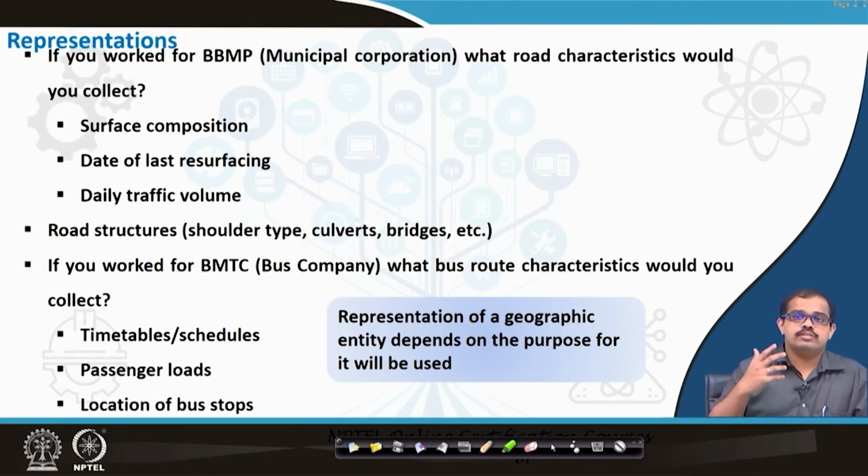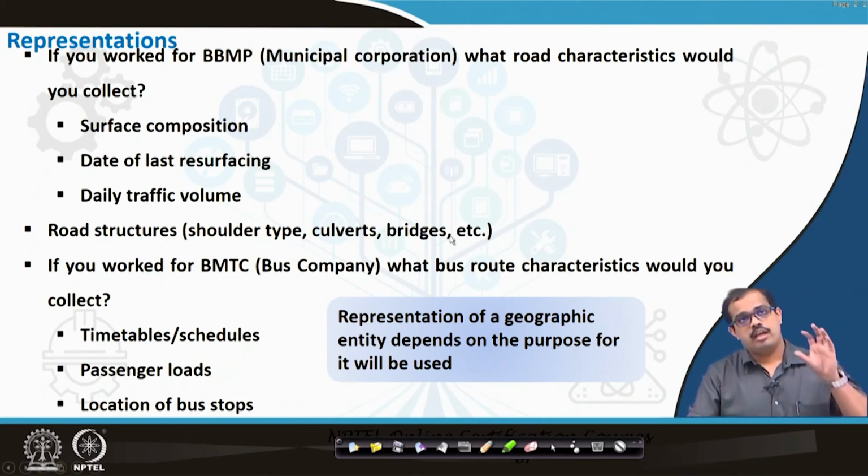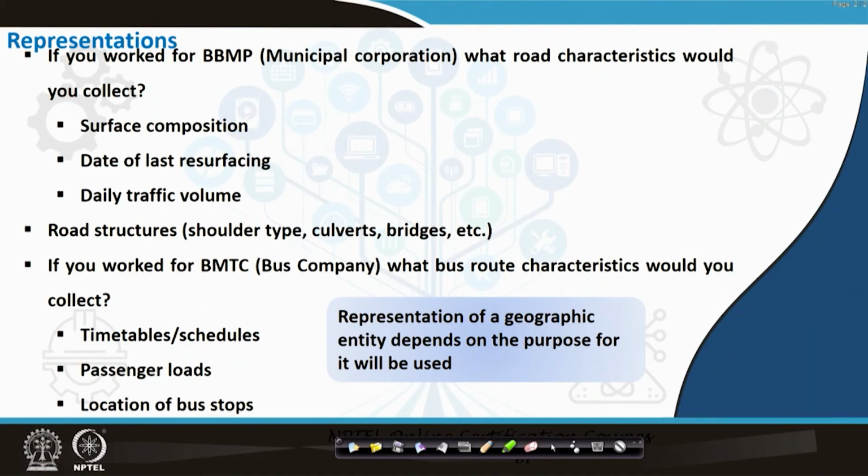Okay. If you have done the analysis, how do you actually represent it? It depends on what kind of analysis you are doing and for what aspect. For example, let us say there is work for the BBMP, the municipal corporation of Bangalore, Bruhat Bengaluru Mahanagara Palike. Okay. So, what road characteristics would you collect? If you are collecting the characteristics of a road, what is it that you actually collect?